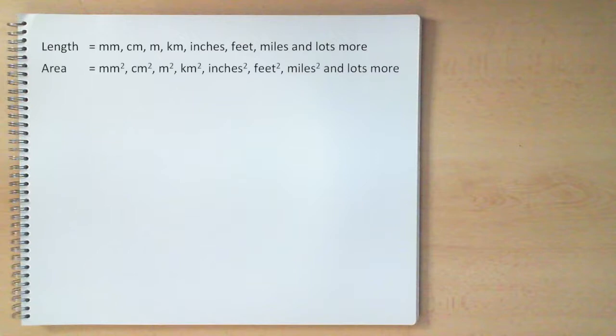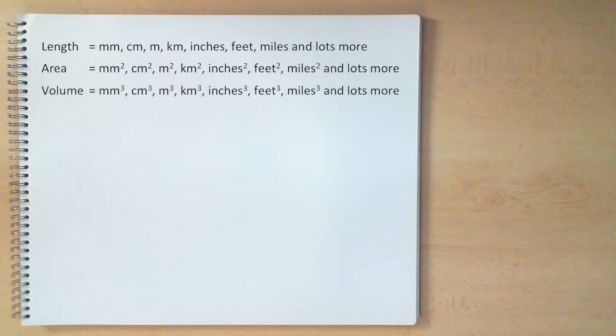We then have dimensions that we use for area: millimeters squared, centimeters squared, imperial measures again of feet squared, miles squared. We also have area measures such as acres, which is an old imperial measure, and hectares, which is a number of meters squared. And then we have measures of volume, and this is millimeters cubed, kilometers cubed. We also have measures that are just for volume, such as litres and decilitres, and gallons and pints, and so on.